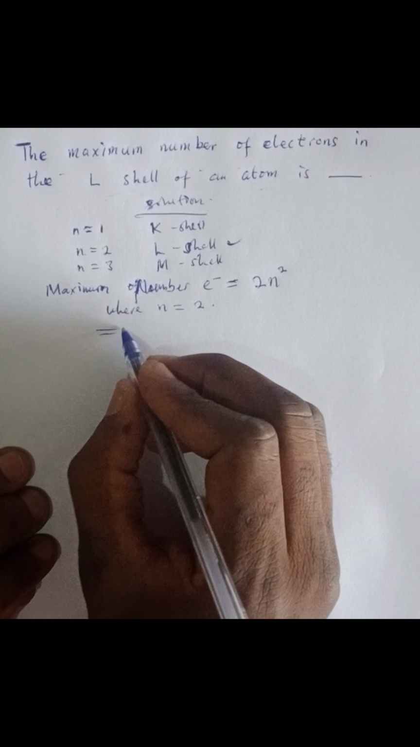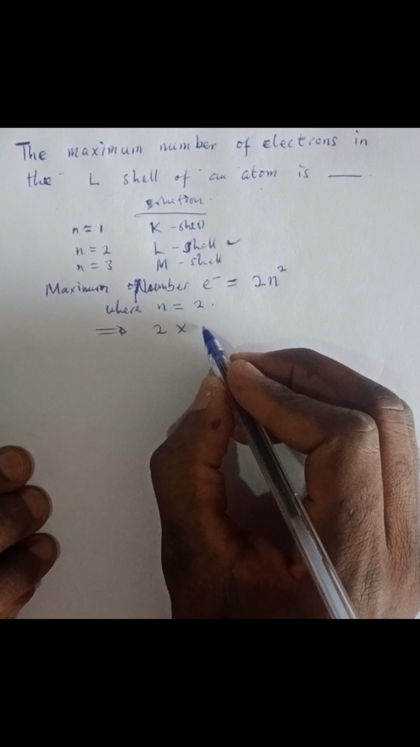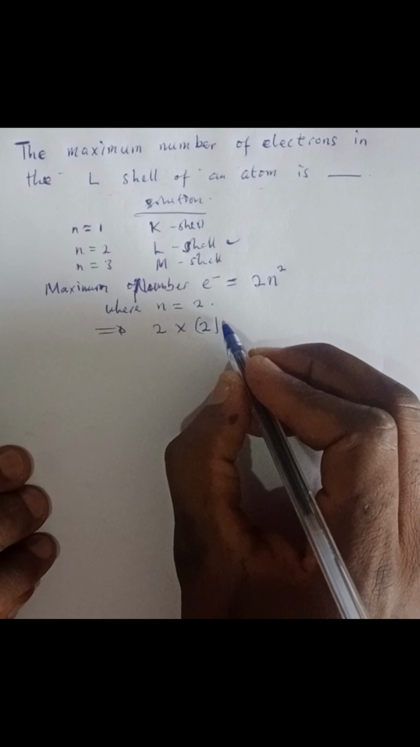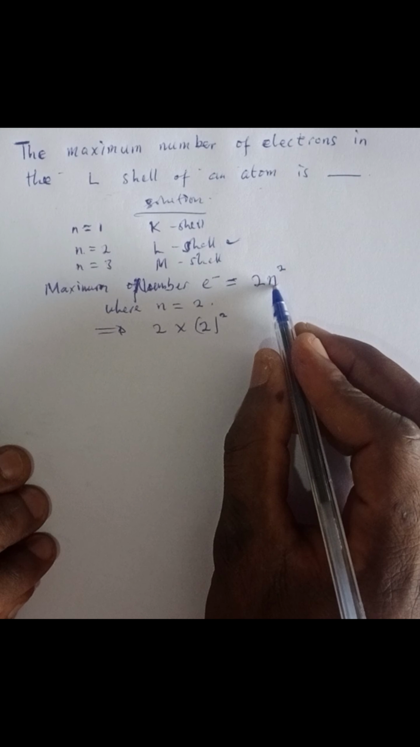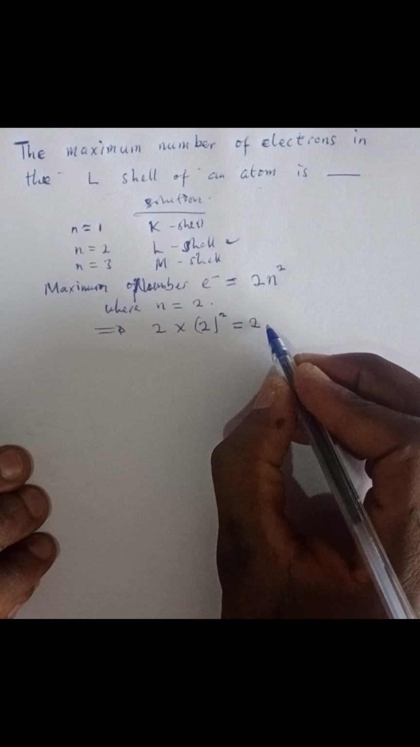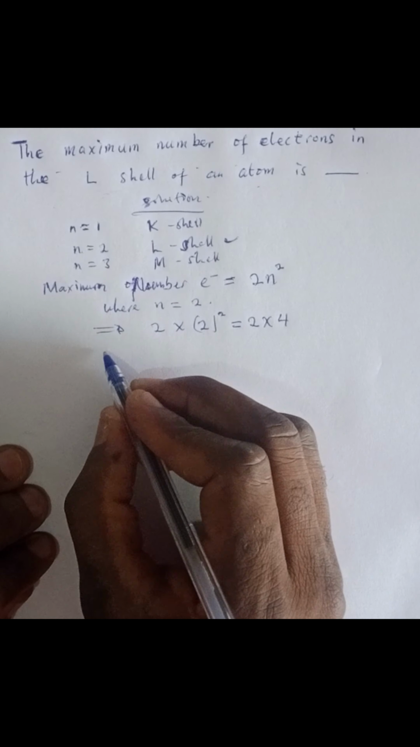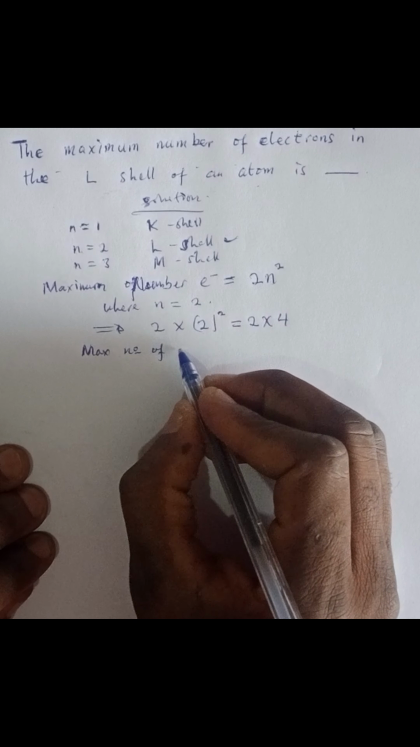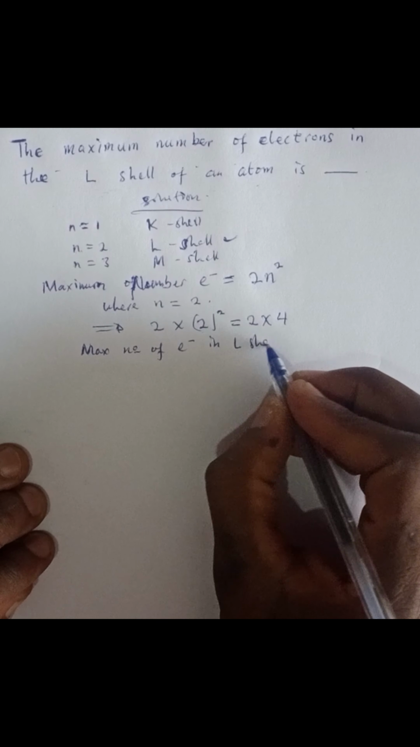If we apply that to this formula, we have 2 multiplied by 2 raised to the power of 2, where you substitute 2 for n. So 2 raised to the power of 2 is 4, and therefore our maximum number of electrons in the L shell will be equal to 2 times 4, which is 8.